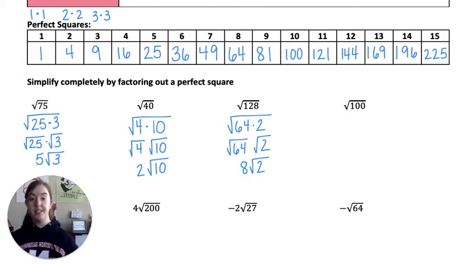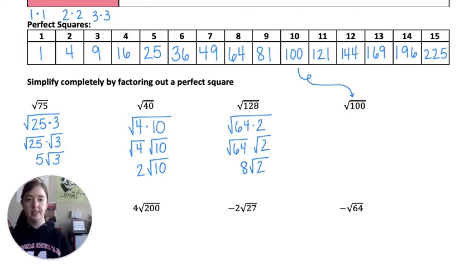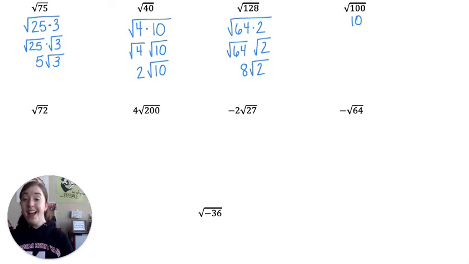This next one is asking for the square root of 100. Well, that is a perfect square, right? We know what the square root of 100 is. The square root of 100 from up above is 10. Go ahead and try simplifying the square root of 72 on your own.